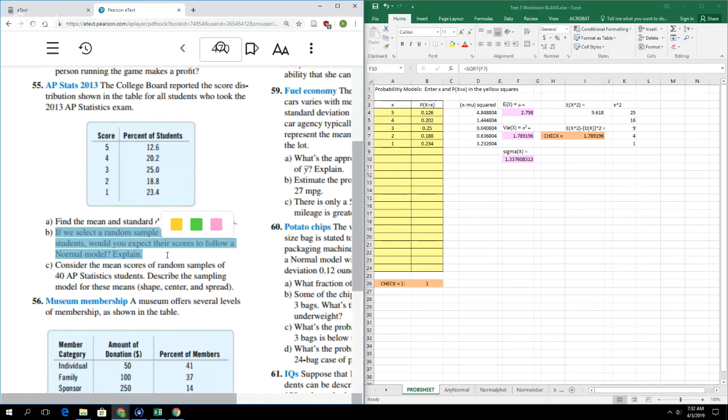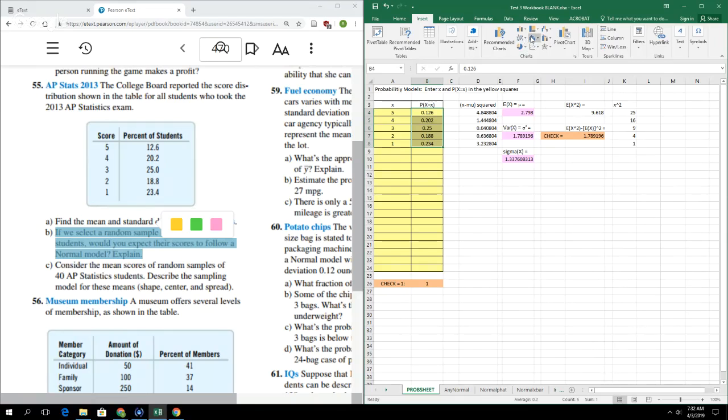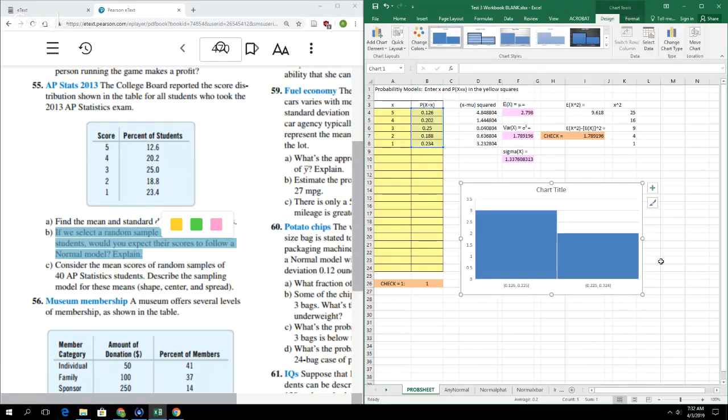Well, let's look at our probability distribution. You're not likely to get a 5. You're more likely to get a 1 than a 5, right? In fact, instead of trying to talk around this, let's just make a bar chart real quick. I can even make a histogram.